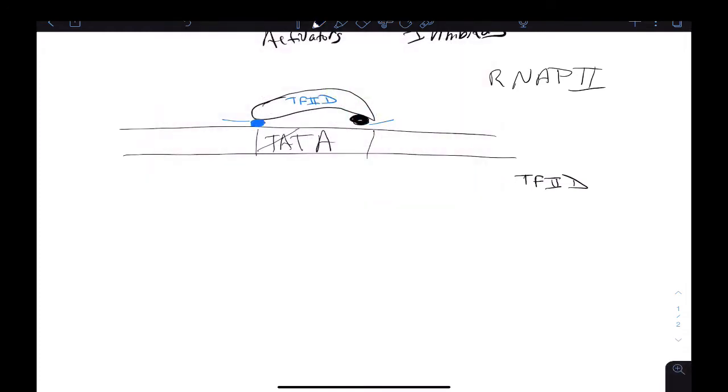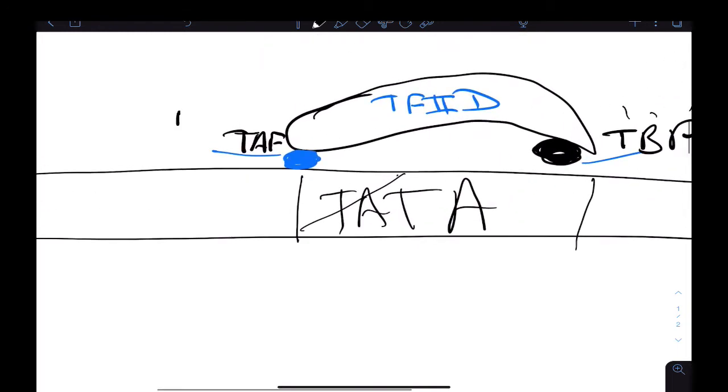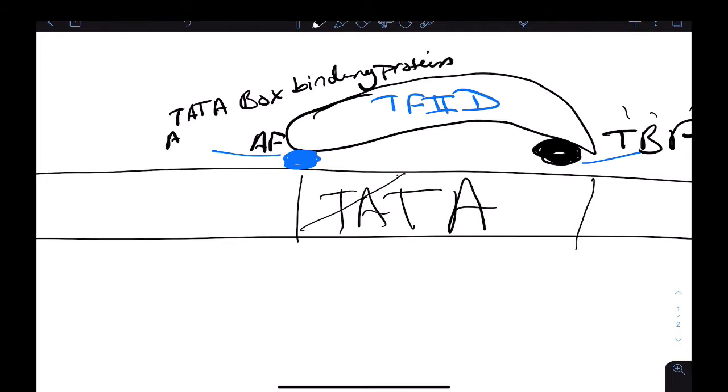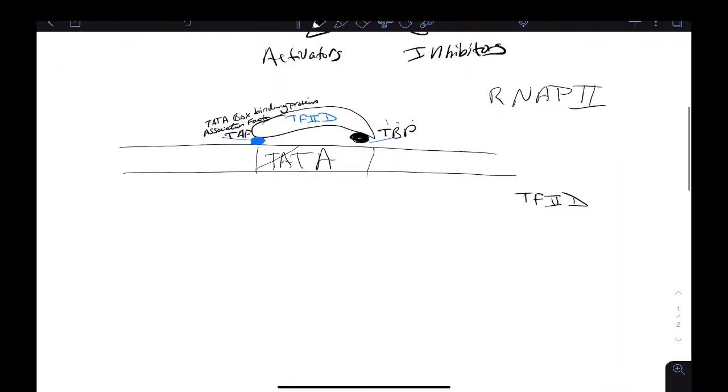So this over here is called the TBP. This is TATA box binding protein. And then this guy over here is the association factor, TAF, okay? And TAF is, again, as I said before, TATA box binding protein association factor. So that's what this is over here. So we have TAF and TBP. Again, both of these are part of this TF2D protein.